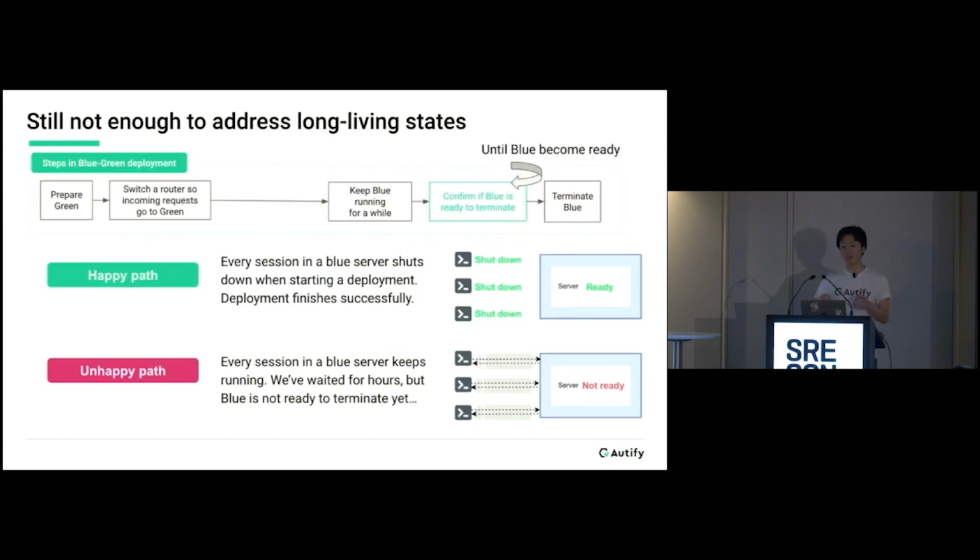Still, more is needed to address long-living states. Let's take a look at the happy path and unhappy path. A happy path is that every session in a blue server shuts down when starting a deployment. The deployment tool finds a blue server is ready to terminate and terminates it. And deployment finishes successfully. On the other hand, this unhappy path happens more in the real world.